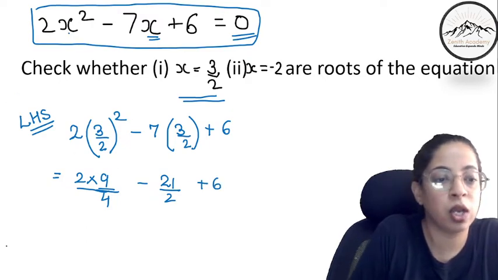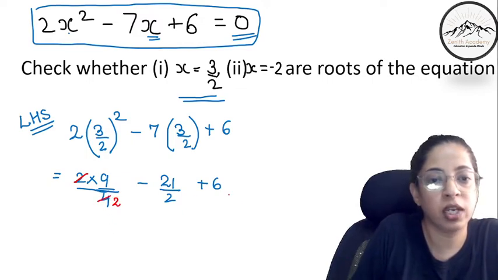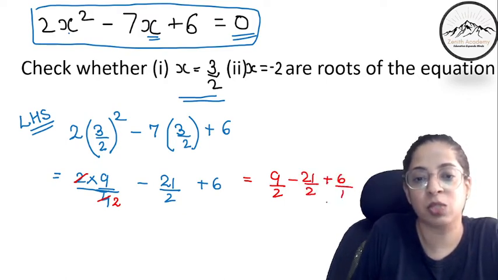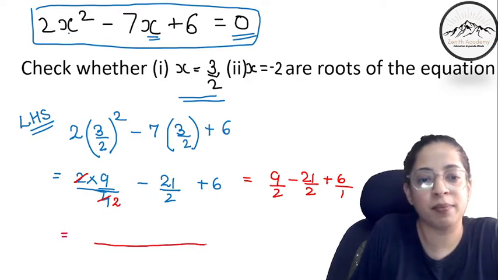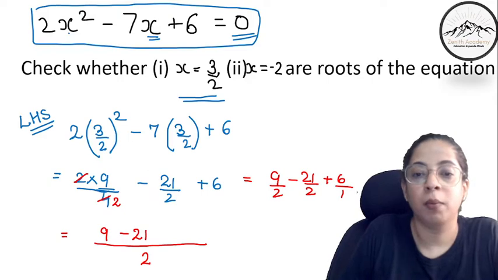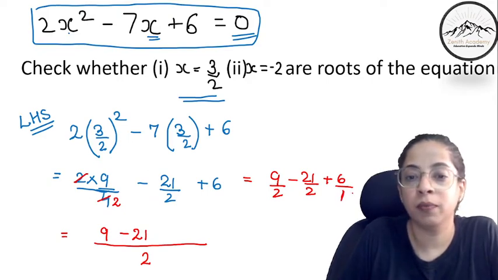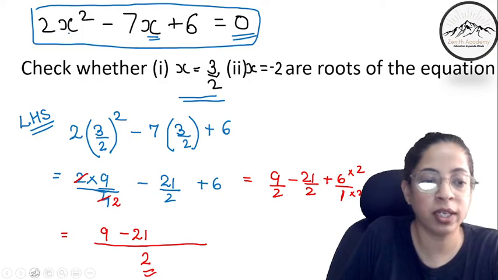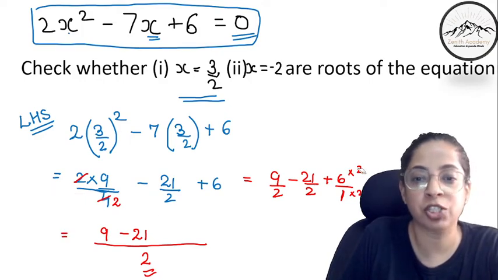Now what we get is 2 1s are 2, 2 2s are 4. So we get 9 by 2 minus 21 by 2 plus 6. So it is nothing but 6 by 1. If we take the LCM of the denominators 2, 2 and 1, we get 2. So here we get 9, here we get 21. But here since there is 1 in the denominator, if we multiply this by 2 to get 2, then we have to multiply the numerator also by 2. Are you getting me? This is how you solve the fractions.